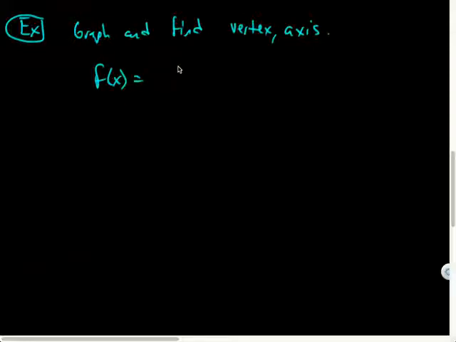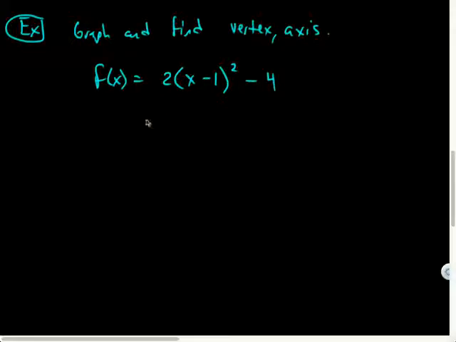Example. Let's graph and find the vertex, axis of symmetry. Is there anything else I'd want you to find? That's fine. So let's say I have f of x equals 2 times parentheses x minus 1 squared, minus 4. Okay?